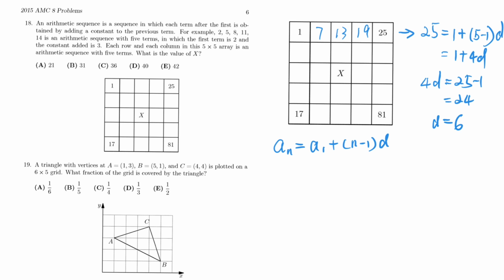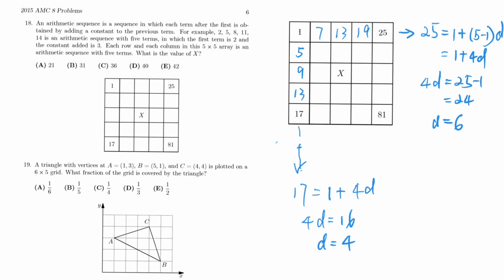Same thing for the column. For the first column, that's 17, the fifth number, equals 1 plus 5 minus 1, that's 4d. So 4d equals 17 minus 1, 16. d equals 4. So 1 plus 4 is 5, plus 4 is 9, plus 4 is 13, plus 4 is 17.